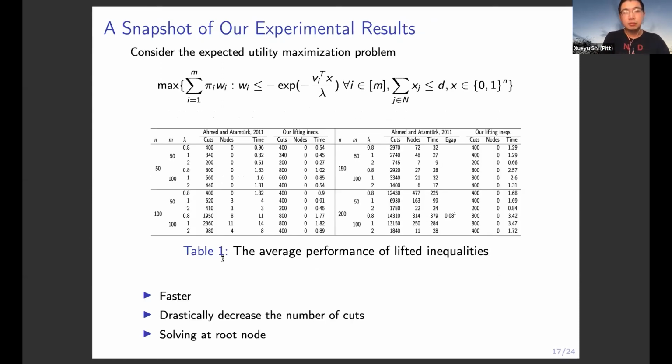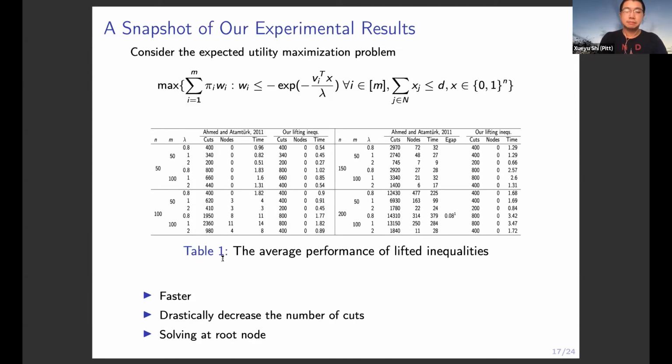In our preliminary experimental results, we consider the expected utility maximization problem. We compare the approximate lifting inequalities from previous work and our exact facet defining lifting inequalities. You can see in the table that by using the exact lifting inequalities, the problem can be solved faster, and the node count can be substantially decreased. Especially for large instances, we only need maybe 800 cutting planes to solve the problem, and the problem can be solved at the root node by using the exact lifting inequalities.